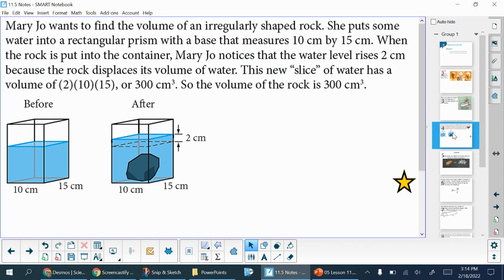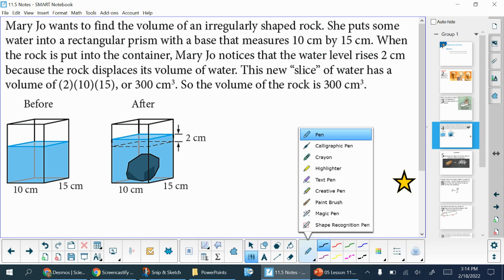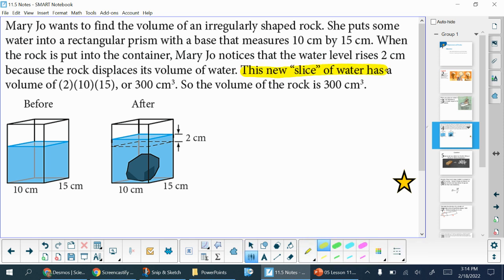Now, here's the big key, and the part that people always have a little bit of trouble with. It's this new slice of water that we actually care about. It's not really new water. It's just water that's been pushed up higher.